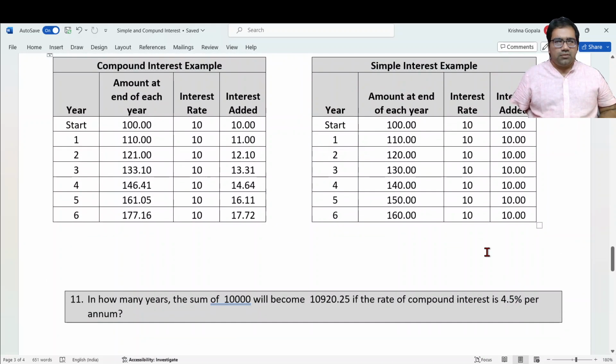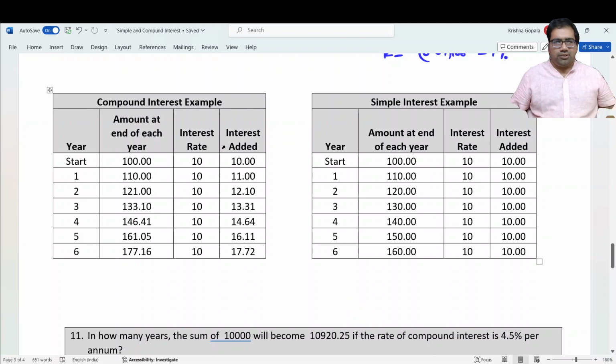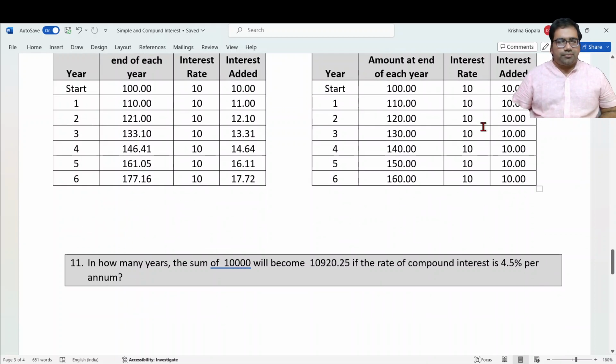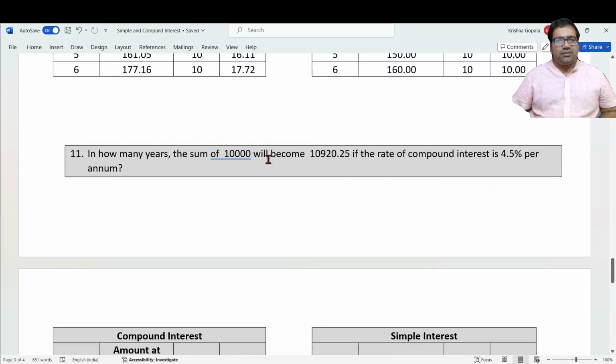Okay. So this is the same example that we had taken, just to showcase what exactly is the difference between interest rates. One thing that we have to understand is, with a lower interest rate, compound interest will still give the same amount. If it is the same interest rate, the compound interest would be much higher than what we get from simple interest, right?